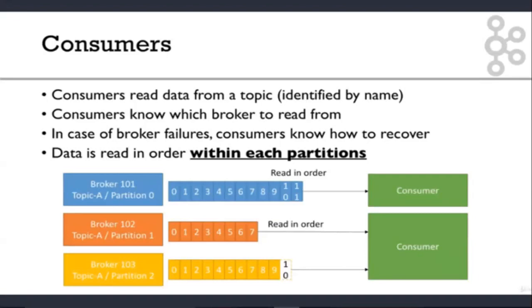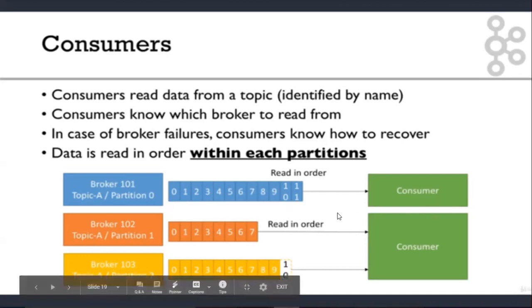Data is read in order within each partition. So topics have partitions and consumers read topics, and they read data in an ordered fashion. For example, if they are reading from topic A and partition 0, then they'll get the message number 11, 10, then 9 and all subsequent messages.